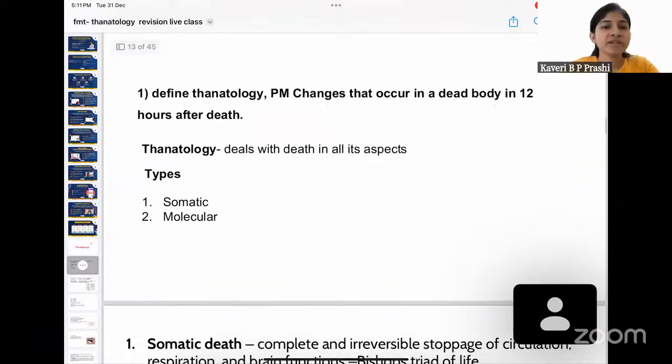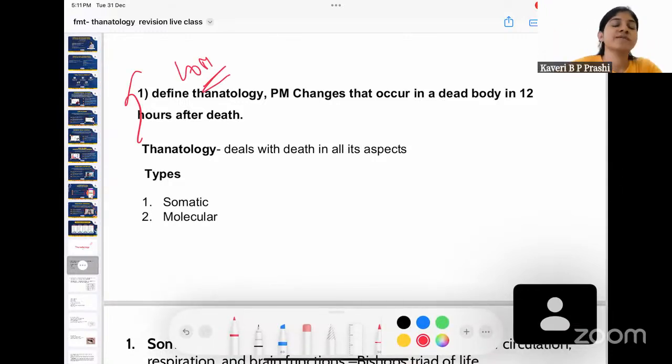Now, define thanatology, and postmortem changes that occur in a dead body in 12 hours after death. This is going to be a first 10 marker, first long essay. So firstly, they're asking you to define thanatology. They want you to tell the definition of thanatology. So what is thanatology? It deals with death in all its aspects. It is the study of death, and anything that happens in and around death in the various time frames is called thanatology.